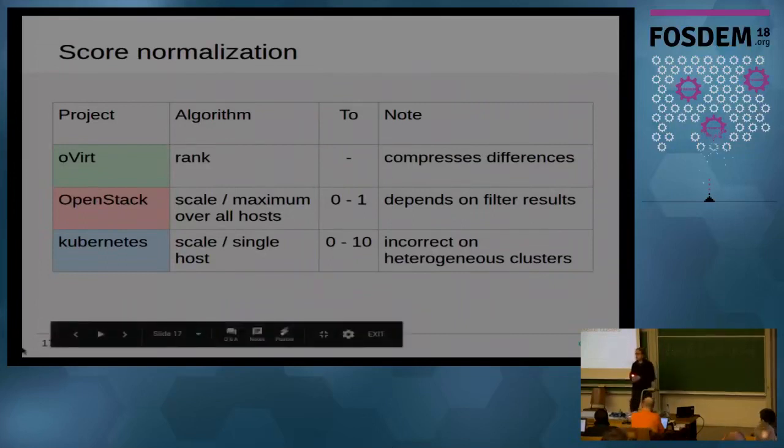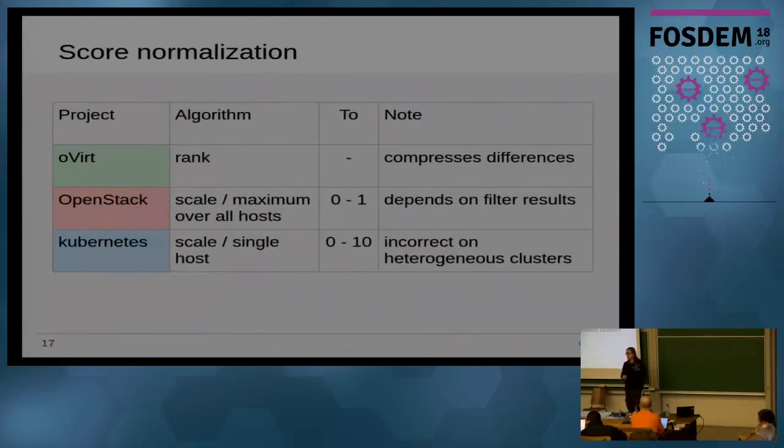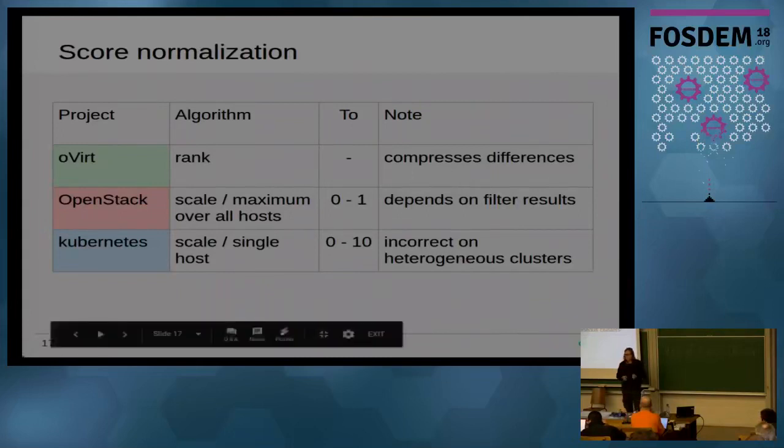OpenStack uses dynamic maximum. Basically, all the hosts that go to filtering and get to scoring will take the maximum amount of memory there. So if you have hosts with 4, 2, and 1 gigabytes, the maximum is 4 gigabytes, and then they scale everything based on the maximum of all the hosts. So they'll use percentage. They normalize to 0 to 1 in floats.